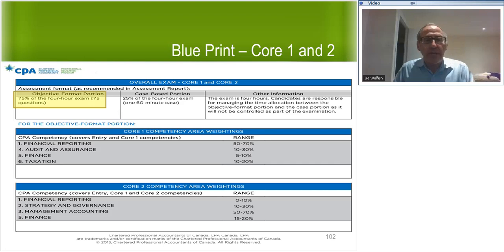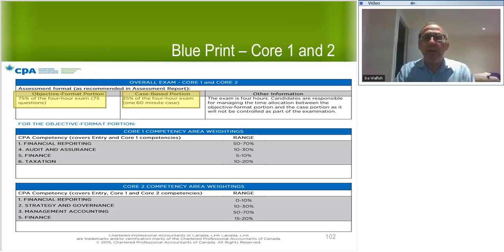The Core 2 exam, and this will be true of Core 1 also, some of you may be aware of this, is 75% objective format. Objective format would be primarily multiple choice or other short form type answers. Only 25% of the exam is a case. So the case portion of Core 1 and Core 2 is really the minority of the exam. It's only a very small part of the exam. This is primarily an objective format exam, whether you're dealing with Core 1 or Core 2.